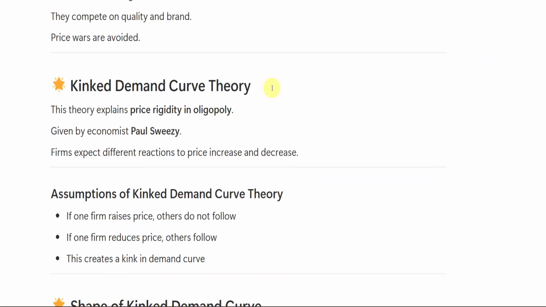Then we have the kinked demand curve theory, students. This theory will explain why prices remain stable in oligopoly. It is given by Paul Sweezy. Okay, kinked demand curve. It will say why in oligopoly the price stays the same, meaning stable.